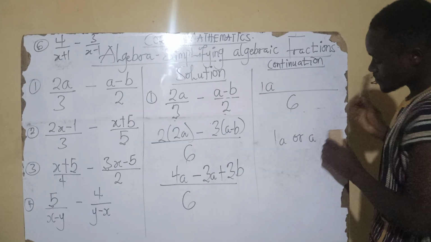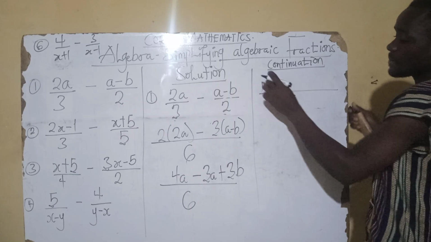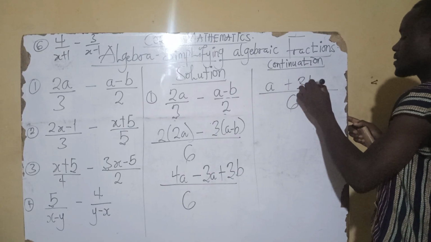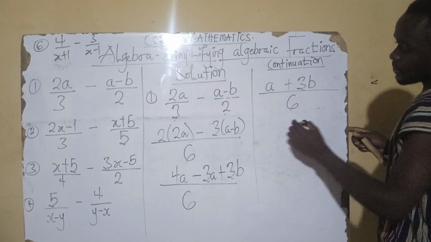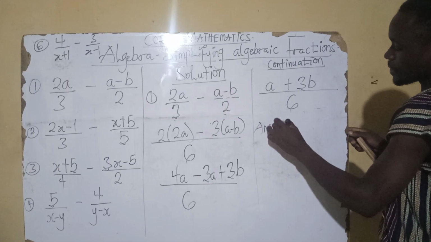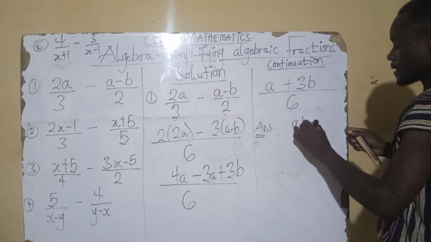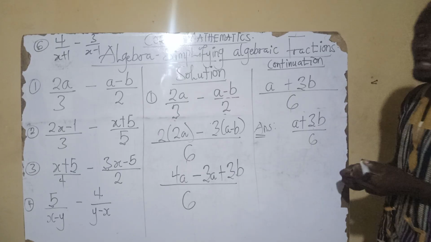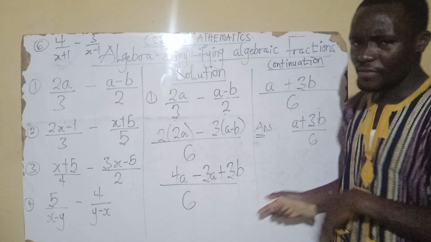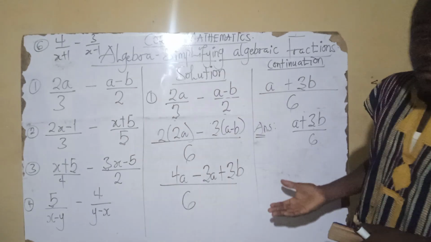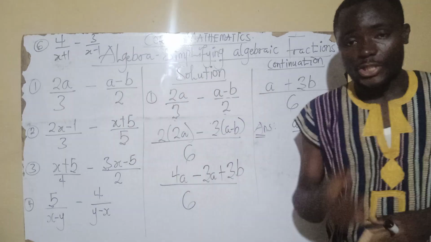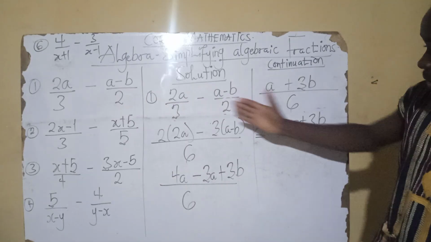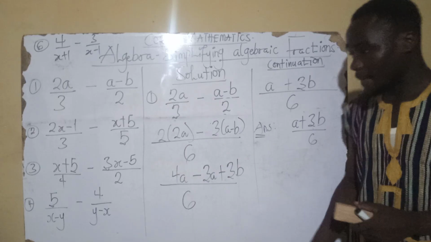Okay. So preferably let me write a plus 3b. So let me conclude well my answer. I'm getting a plus 3b over 6. So this then becomes my answer. I believe you are following. Very good. If you have any question, you can bring your question in the comment section, then we discuss that for you. Very good. So this is how to solve the first question, question number 1.